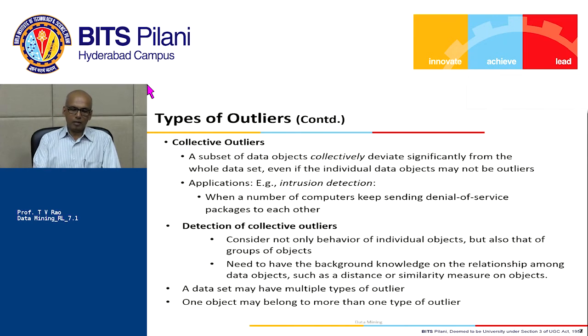And here you need again a different mechanism. First you need to have the background knowledge and the relationship among the data objects, and then the similarity or distance measures. You need to look at the behavior of both individuals and also groups. And as a matter of fact, an outlier can be of multiple types.